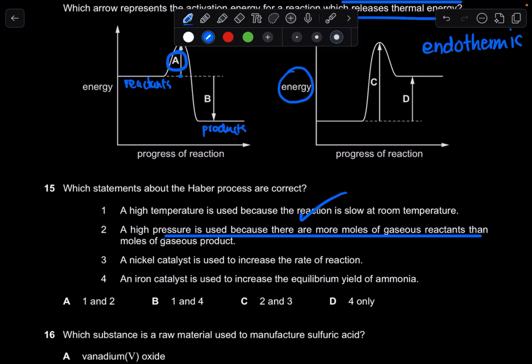A nickel catalyst? No, not nickel. You use an iron catalyst. So, an iron catalyst is used to increase the equilibrium yield of ammonia. That's incorrect. Why? Because a catalyst cannot increase the yield. A catalyst can only increase the rate. So, it has to be 1 and 2. So, it has to be option A.